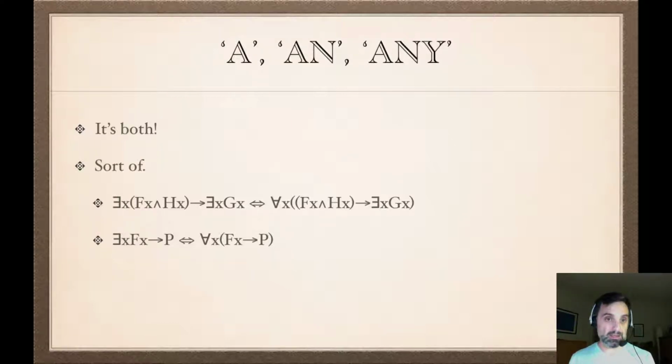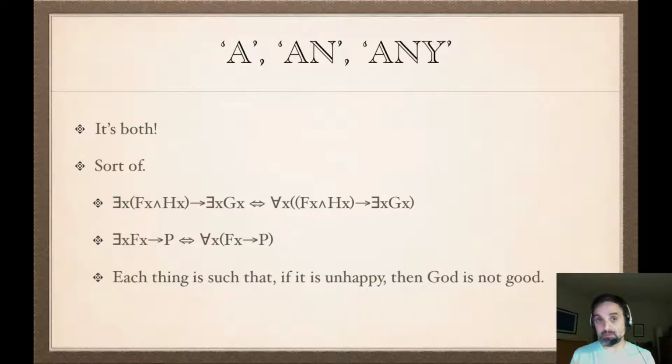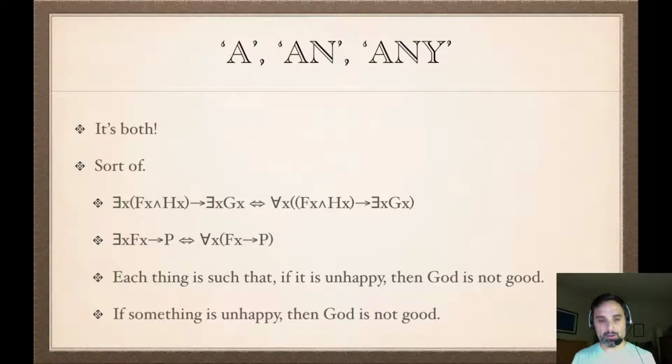Outside, when it's in the antecedent, it's an existential. When it's outside, it's a universal. And the opposite, the dual of this, is also the case. So if we have the universal inside the antecedent, then it becomes an existential when it has scope over the whole conditional. Theorems, you can prove them. So an example would be: each thing is such that if it is unhappy, then God is not good; and, if something is unhappy, then God is not good. Those are equivalent, right? Either way, if there's a thing that's unhappy, the conclusion follows, although the reasoning would go slightly differently in the two cases.